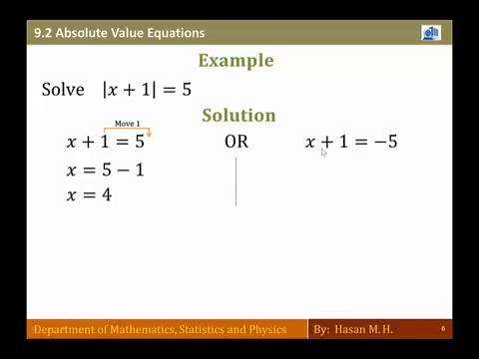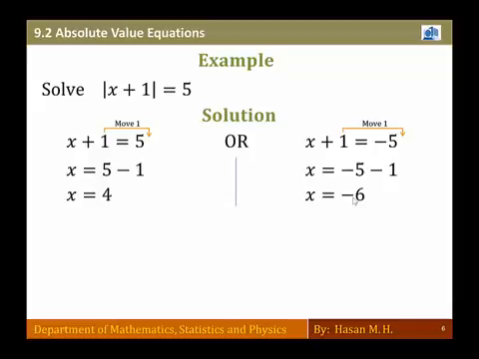Now solve the other equation. x plus 1 equals -5. Move 1 to the other side of the equal sign. We will have x equals -5 minus 1. -5 minus 1 is -6. So we will have x equals -6.